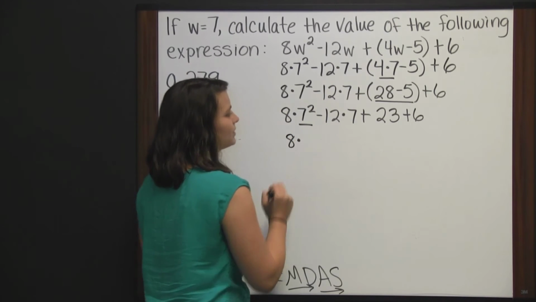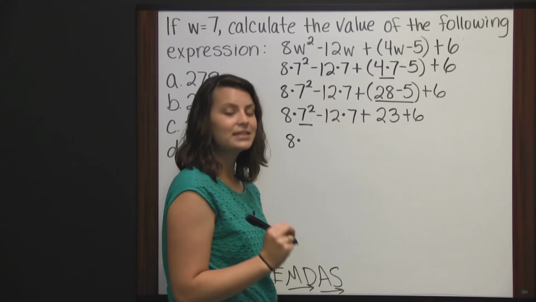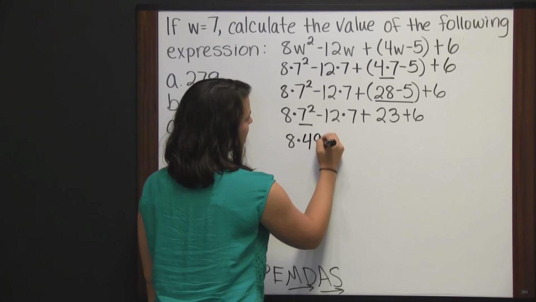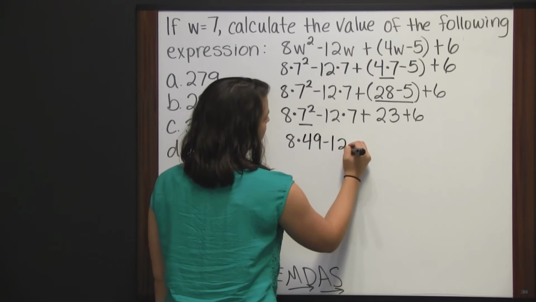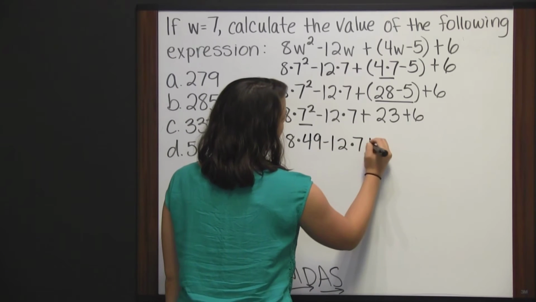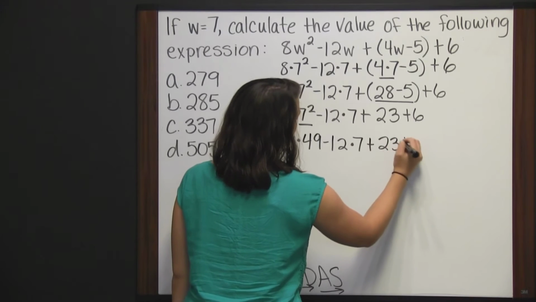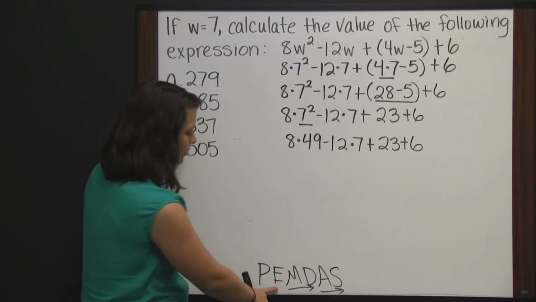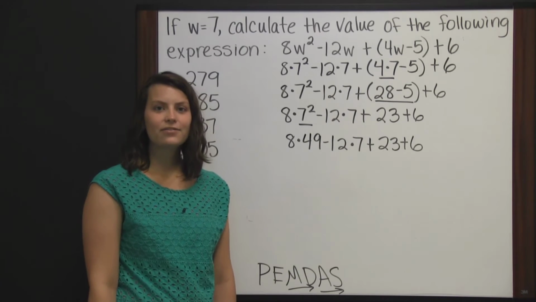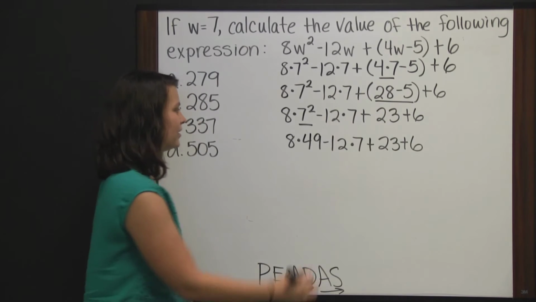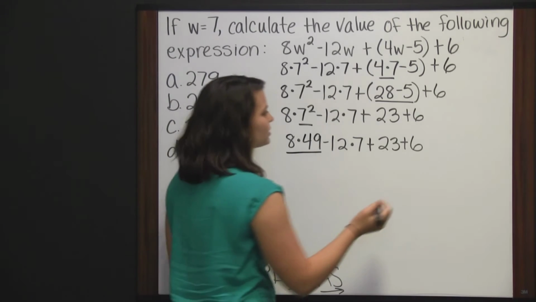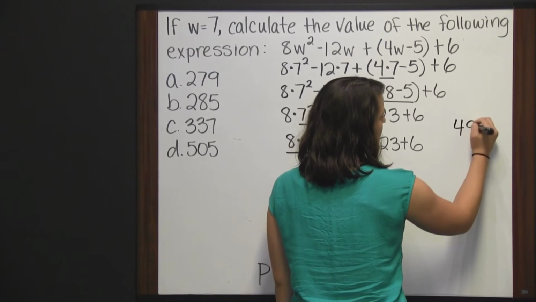8 times 7 squared means 7 times 7, and that's 49. Minus 12 times 7 plus 23 plus 6. Okay, after exponents is our multiplication and division from left to right. So first we see 8 times 49. We can just go off to the side and multiply that.